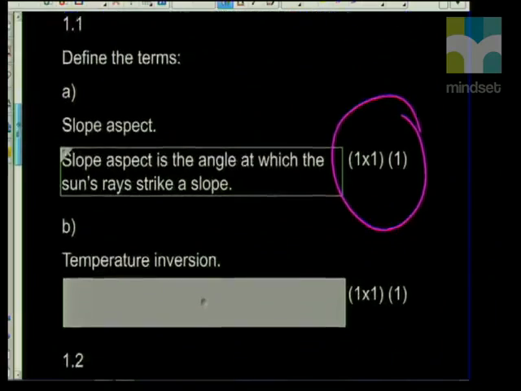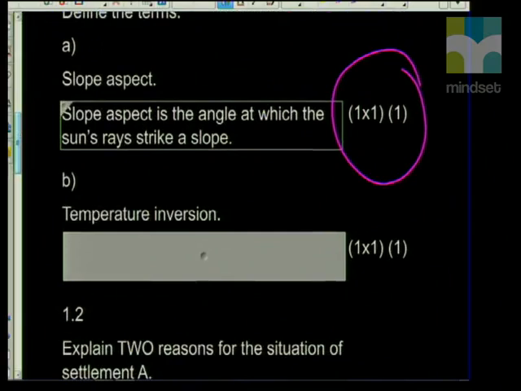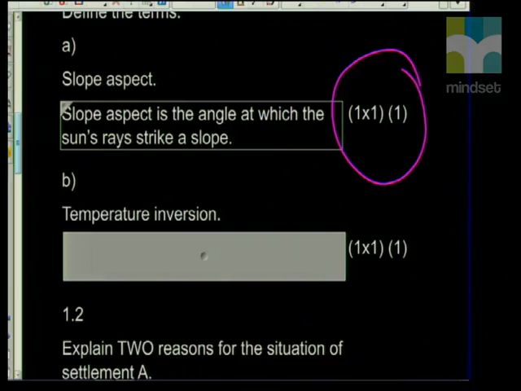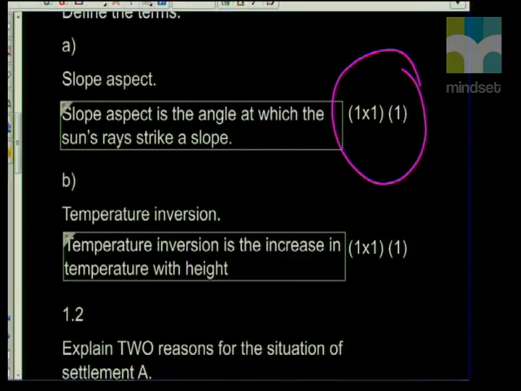Let's look again at temperature inversion. You must know the examiner is playing now with definitions, because he's going to lead on to further explanations, and your whole answer is going to be based on these major definitions. So you know already temperature inversion. It's the opposite condition. Generally, the higher we go, the cooler it becomes, but now the higher we go, the warmer it becomes. So it's an increase in temperature with height.